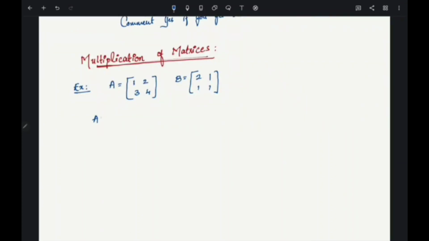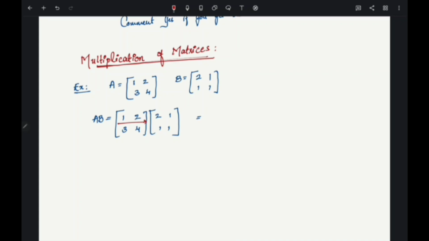I am multiplying the A matrix with B. So write the A matrix, that is 1 2 3 4, and the B matrix will be 2 1 1 1. Matrix multiplication is not multiplying the corresponding elements. Please do remember this. Matrix multiplication works in a different manner. So if we are moving to matrix multiplication, first we should know how it works.